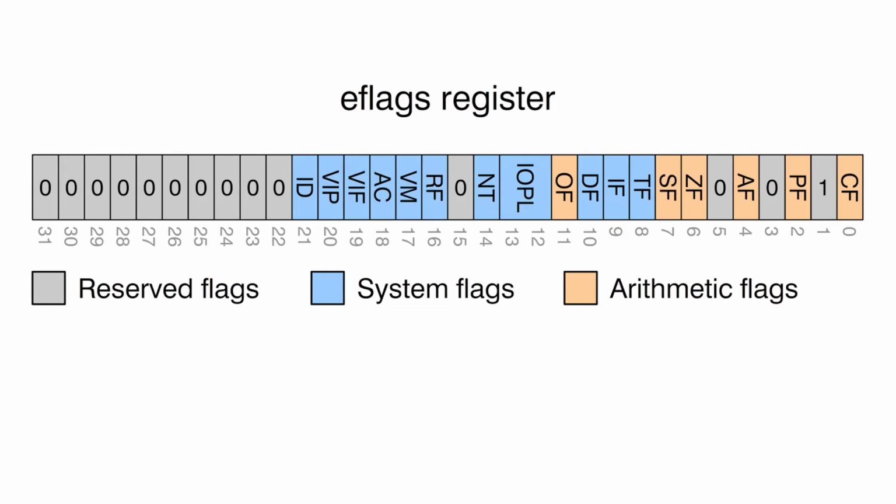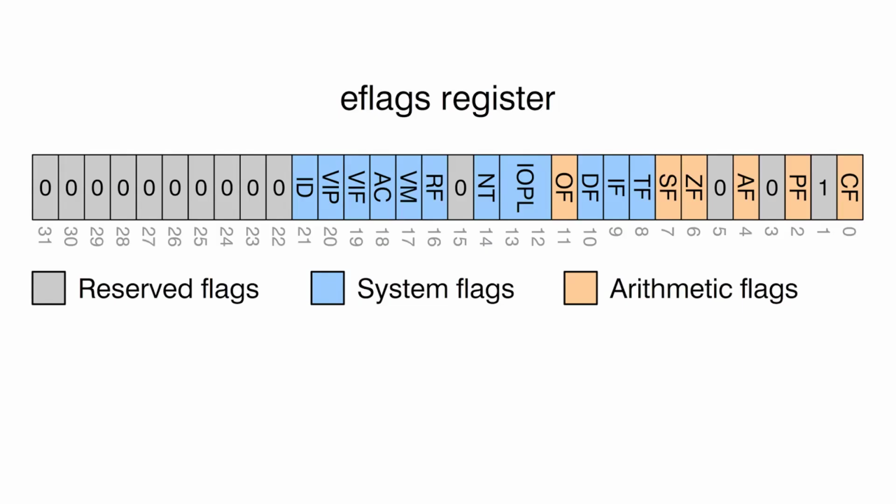This is set when there is a carry out of the most significant bit, used in unsigned arithmetic. For example, when you add 255 plus 1, this goes to 256. So that means the carry flag would be set.